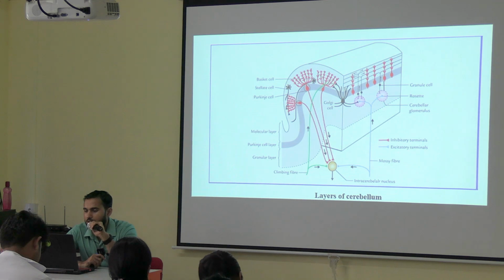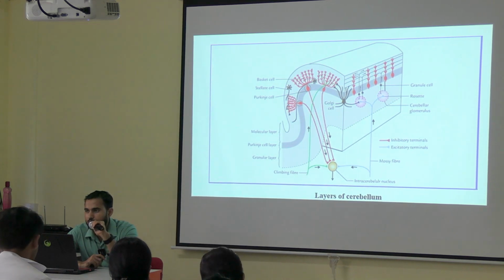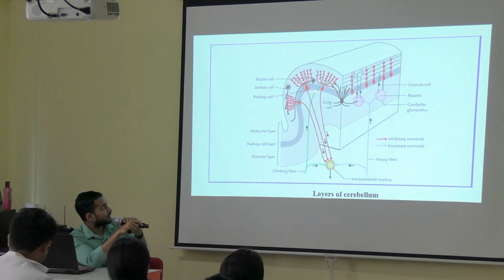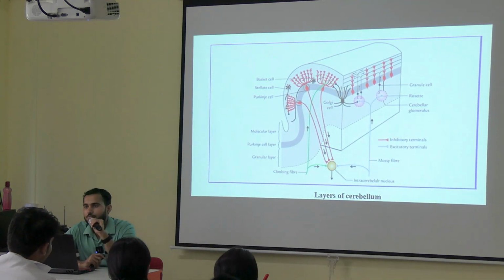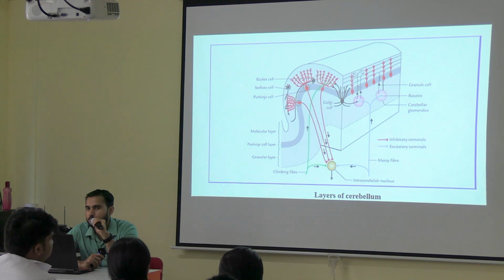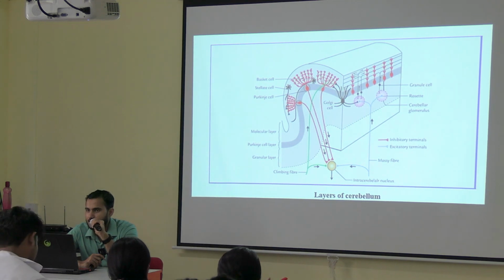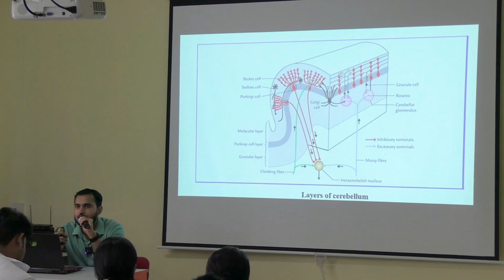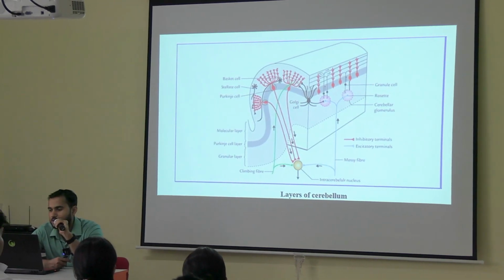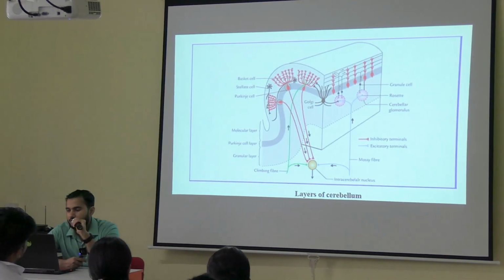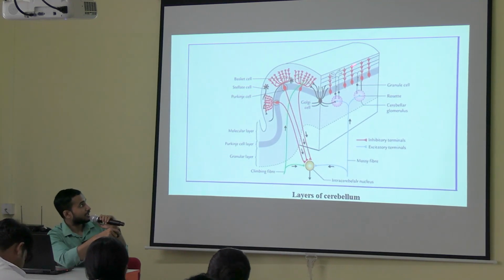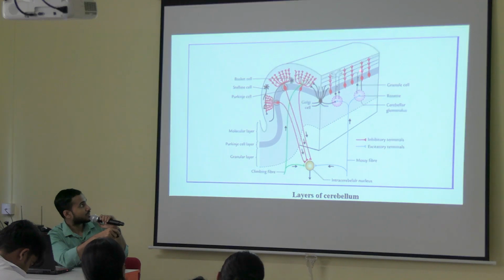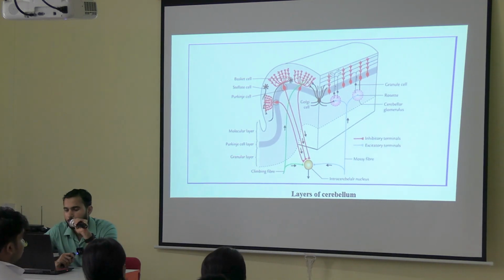After that, they also synapse with the climbing fibers. So these are the climbing fibers. You can see they are synapsing with the climbing fibers. Once the dendrites come out, forming the dendritic tree, it will synapse. So what is it synapsing with? You can see it is synapsing with the climbing fibers and the granule cells, especially with the parallel fibers. You can see they are synapsing with the parallel fibers.